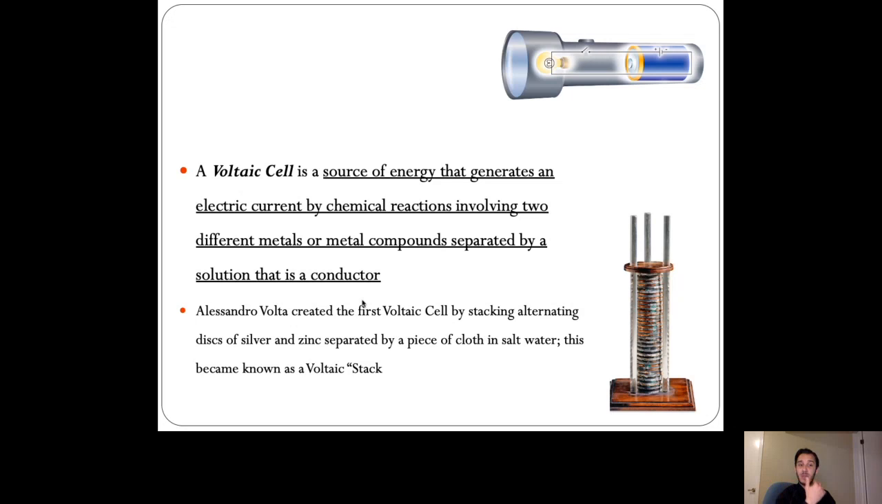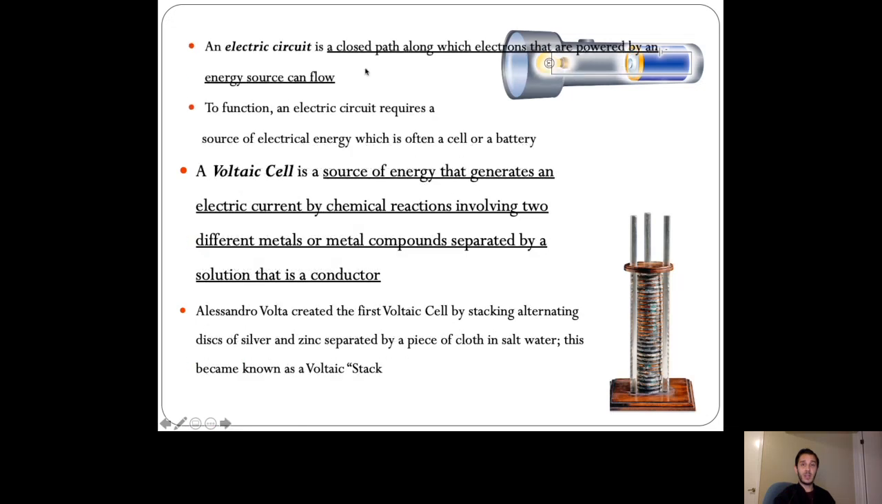A guy named Alessandro Volta created the first voltaic cell. What he did was he stacked two different metals, silver and zinc. And in between each metal, he put a piece of cloth that was soaked in salt water. And that was called the voltaic stack.